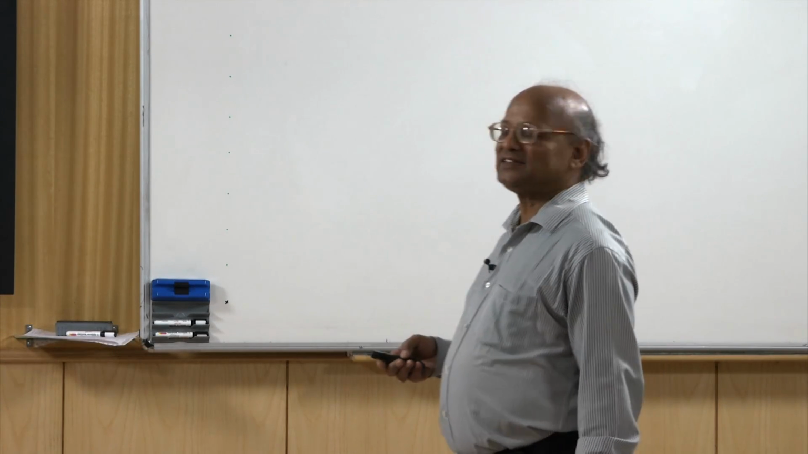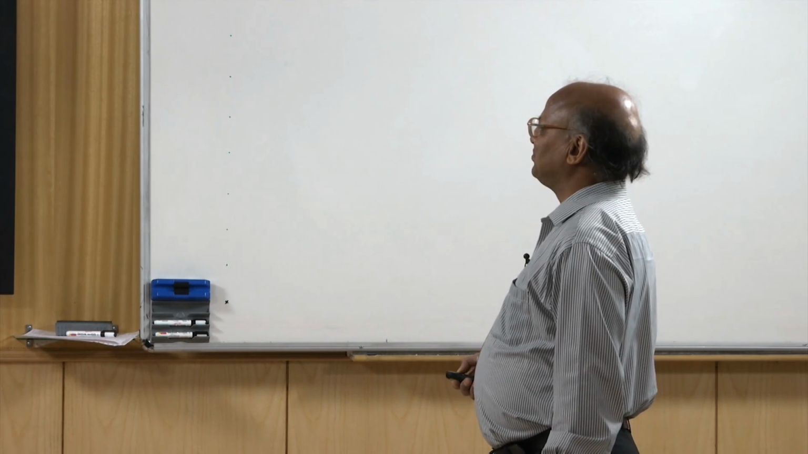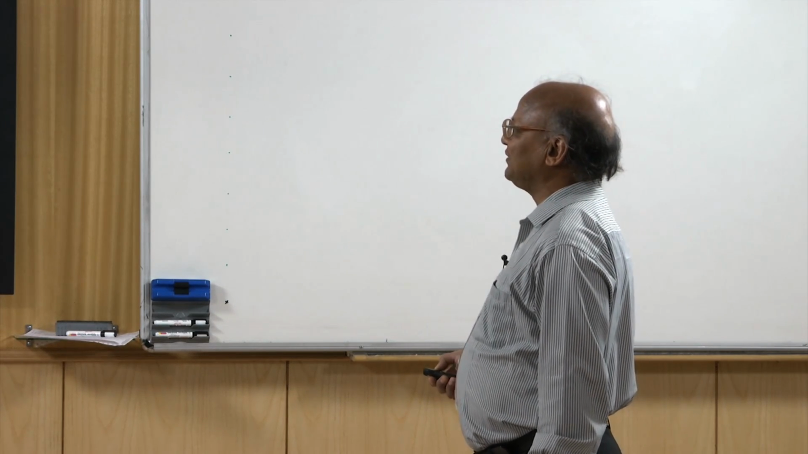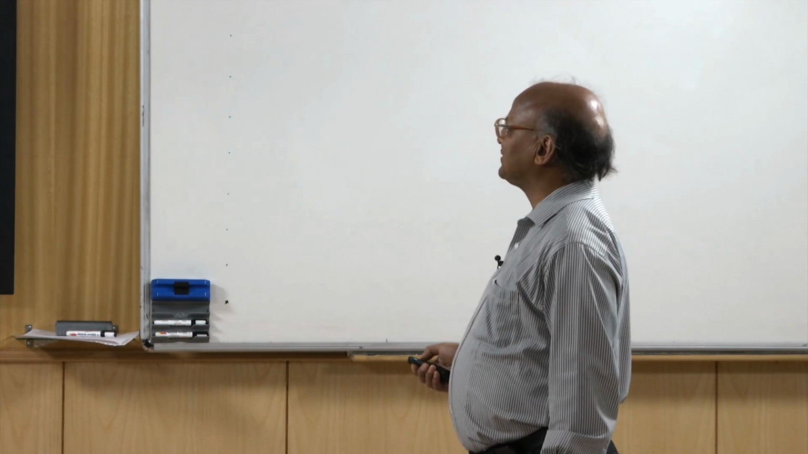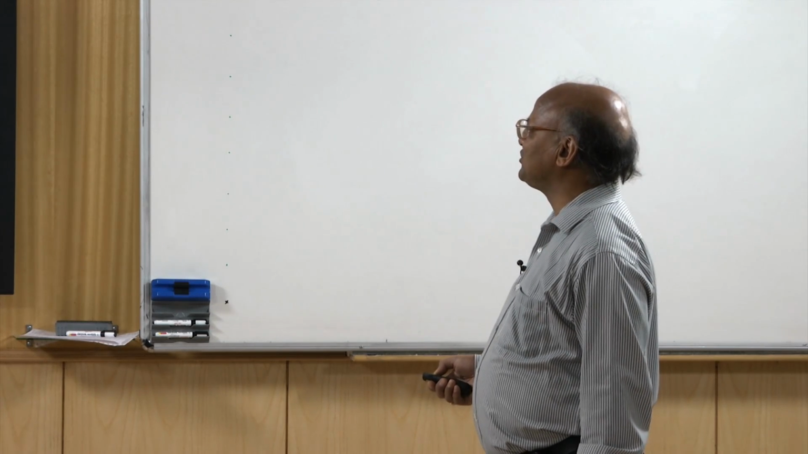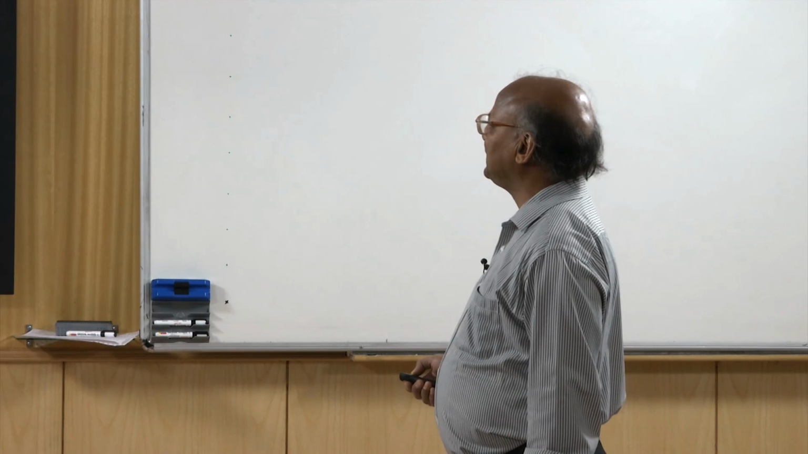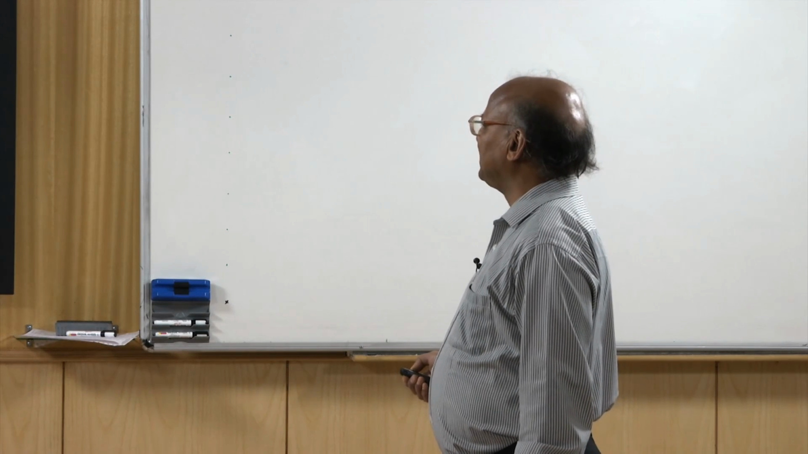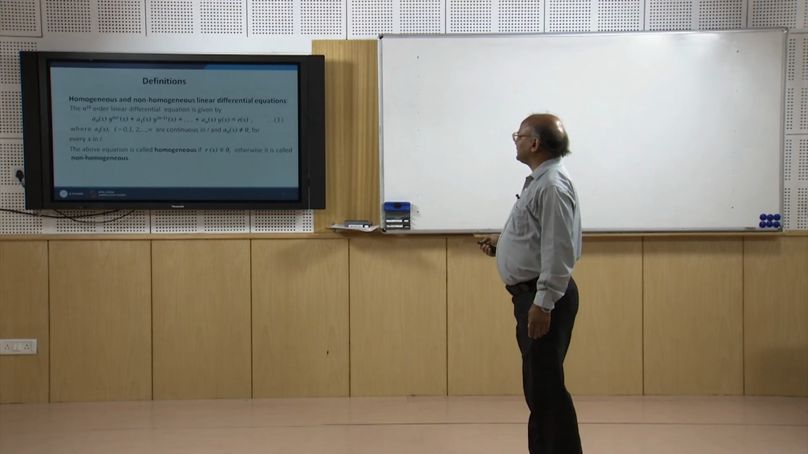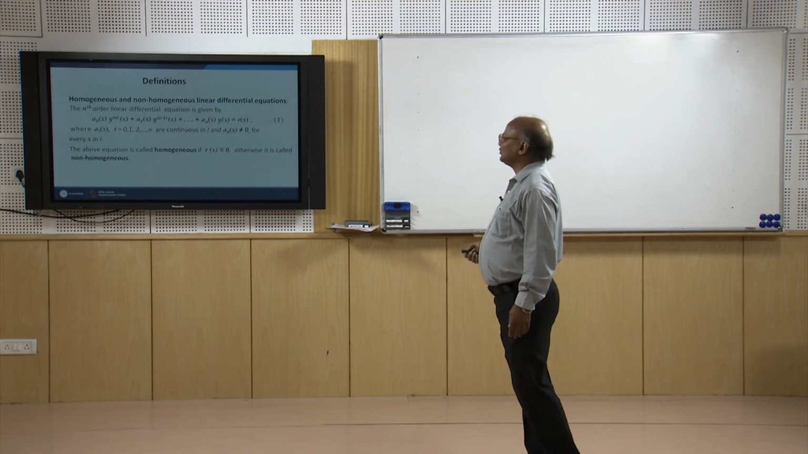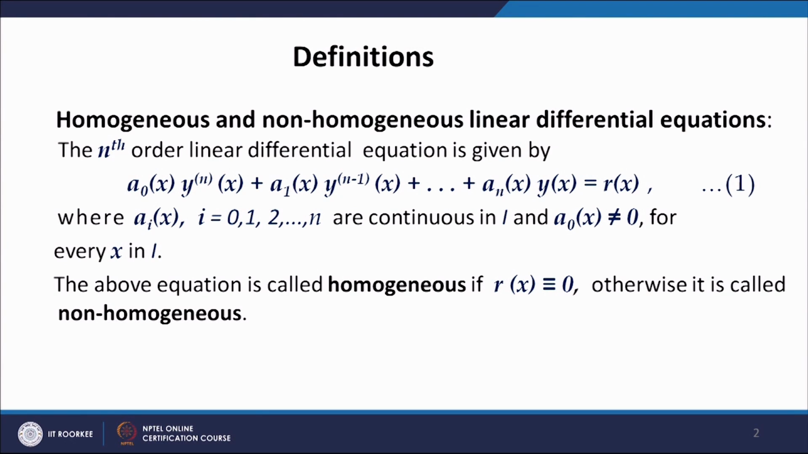The nth order linear differential equation is given by a0(x) y^(n)(x), where y^(n)(x) is the nth order derivative of y with respect to x, plus a1(x) y^(n-1)(x) and so on, plus an(x) y(x) equal to R(x), where ai(x), i equal to 0, 1, 2 and so on up to n, are continuous functions in an interval I, and the coefficient of y^(n)(x), which is a0(x), is assumed to be not 0 for every x in I. So the nth order linear differential equation given in 1 will be called a homogeneous linear differential equation provided R(x) is identically 0, and otherwise it will be called a non-homogeneous linear differential equation.